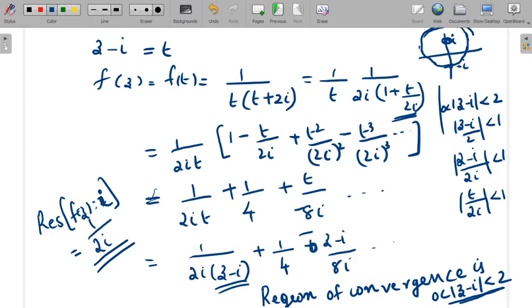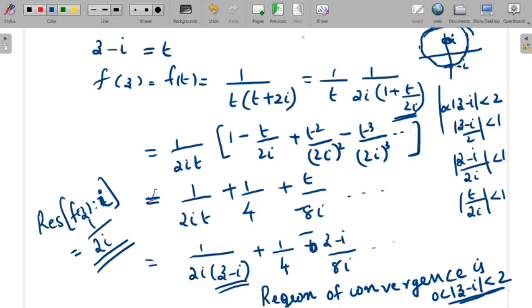Central i aanu ivide, i ne matram omit cheya. So 0 less than mod z minus i less than the next, this is the distance to the nearest singular point. Next nearest singular point. Here it is 2. അപ്പോൾ ഇതിനെയാണ് നമ്മൾ region of convergence എന്ന് പറയുന്നത്. ഇനി നിങ്ങൾ അടുത്തത് എഴുതേണ്ടത് മൈനസ് ഐയിലെ എക്സ്പാൻഷൻ ആണ്.